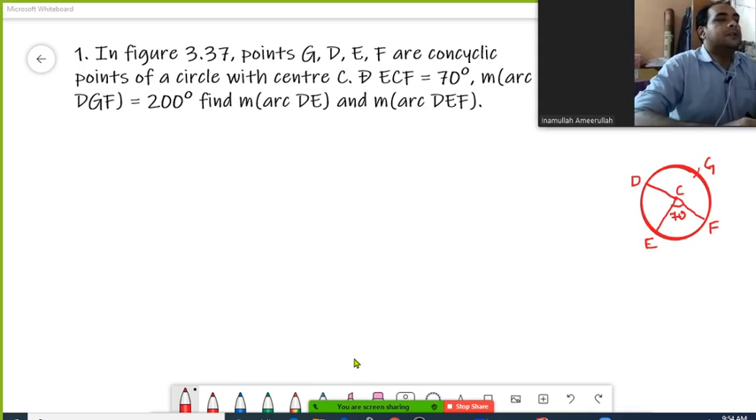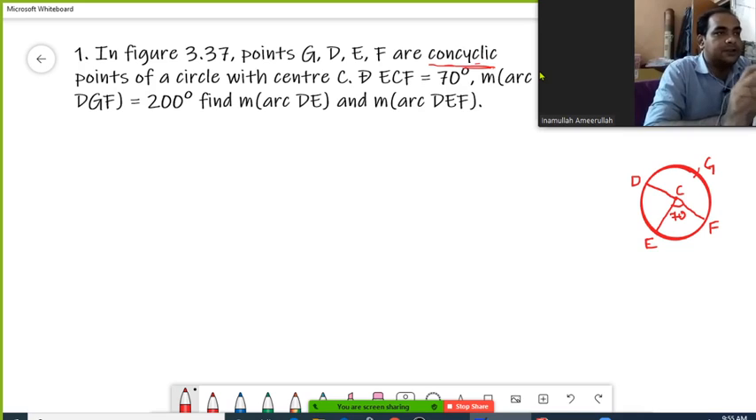So G, D, E, F are concyclic. We have already studied this theorem. Concyclic means when you join these 4 points, you will get a quadrilateral. That quadrilateral is called a cyclic quadrilateral because the quadrilateral is completely inscribed within a circle. So on joining G, D, E, F, you will get a cyclic quadrilateral. That's why these points are called concyclic.